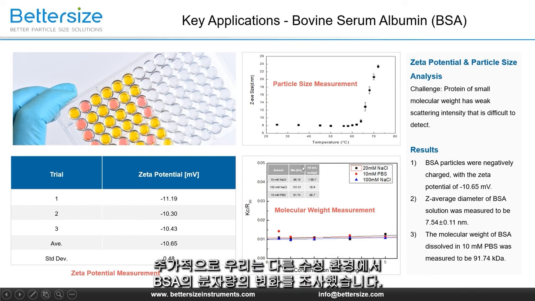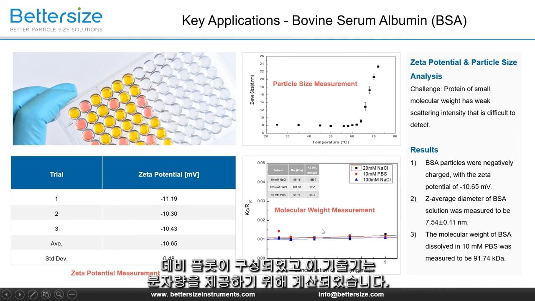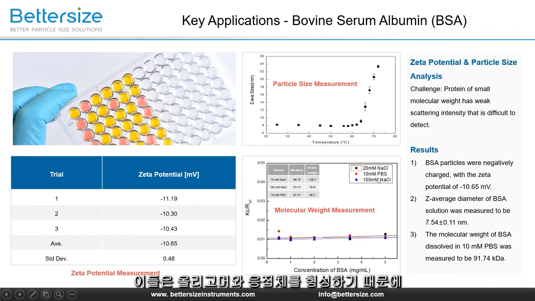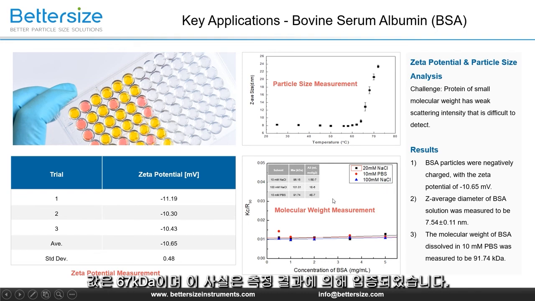In addition, we have investigated the changes of molecular weight of BSA upon the different aqueous environment. A Debye plot was constructed and the slope was calculated to provide a molecular weight. According to our knowledge, when BSA was dissolved in aqueous environments, they form oligomers and aggregates. Therefore, the actual molecular weight will be larger than that of BSA monomer, which is 67 kilodaltons. And this fact was endorsed by the measurement results.